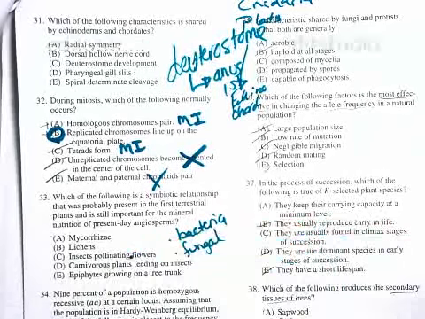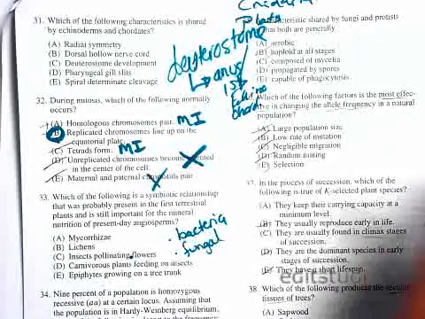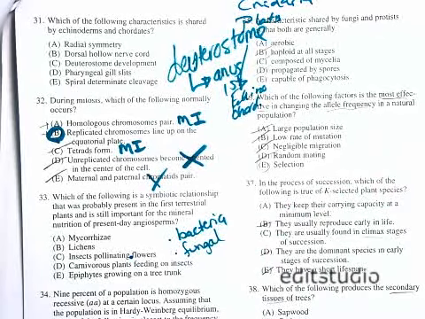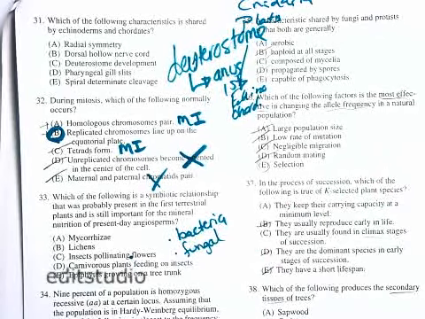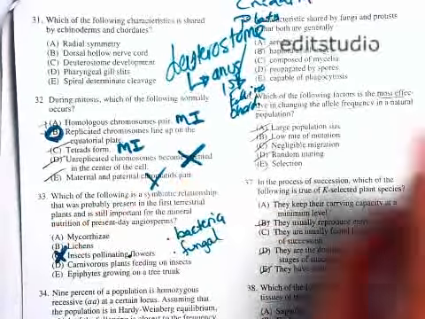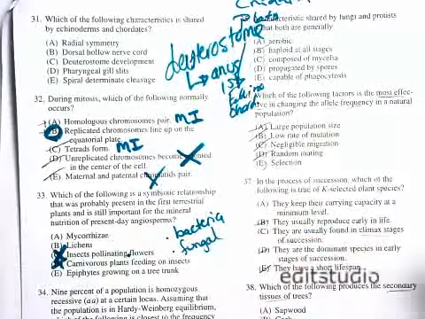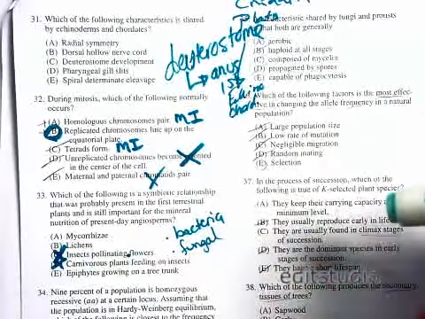Insects pollinating flowers is totally cool stuff, but the first land plants, were they angiosperms? Angiosperms were like late evolved. Were there insects on land when plants showed up? No. Carnivorous plants feeding on insects. Again, we just established that insects weren't there. And epiphytes growing on a tree trunk.